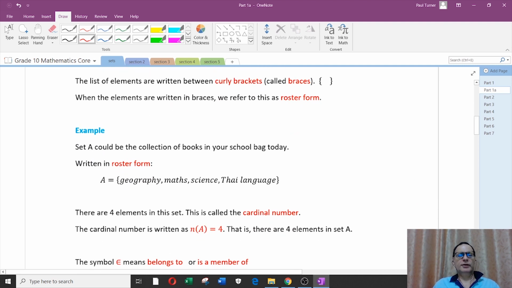When we list the elements, we write them into curly brackets that look like this. They're called braces. That's the formal word. When the elements are written in braces, we refer to this as roster form.